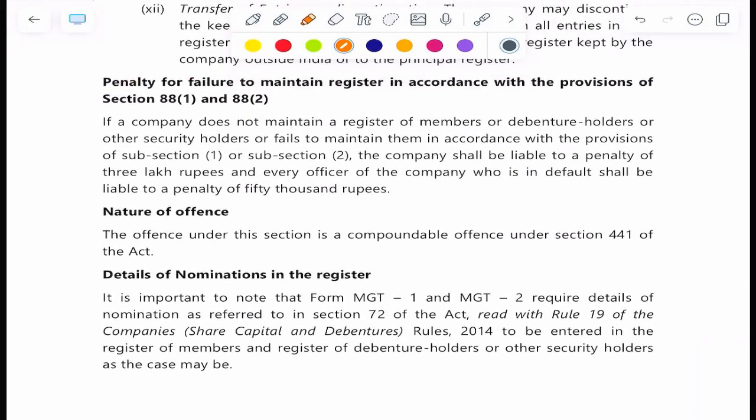Penalty for failure to maintain register in accordance with the provisions of section 88(1) and 88(2). If a company does not maintain a register of members or debenture holders or other security holders or fails to maintain them in accordance with the provisions of subsection 1 or subsection 2, the company shall be liable to a penalty of 3 lakh rupees and every officer of the company who is in default shall be liable to a penalty of 50,000 rupees.